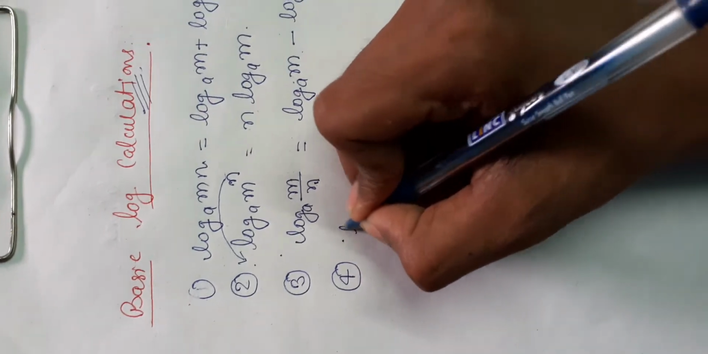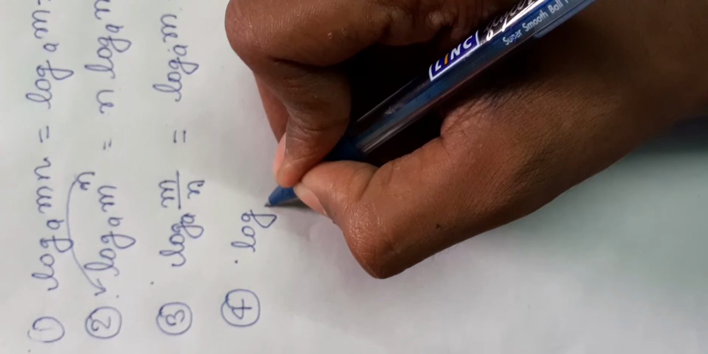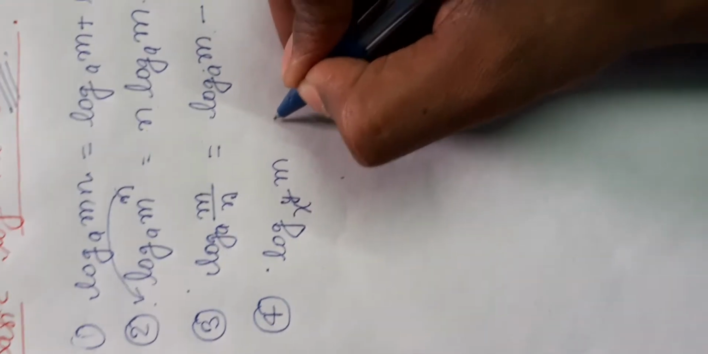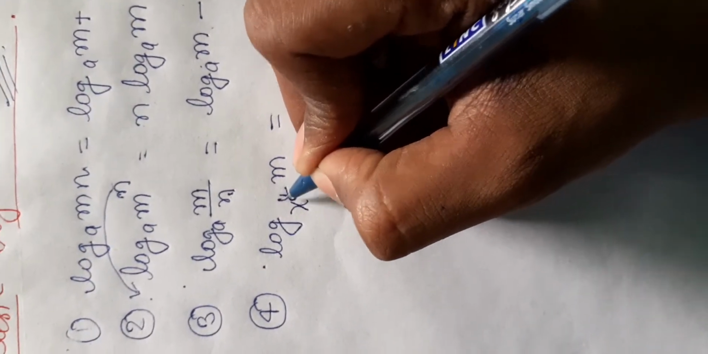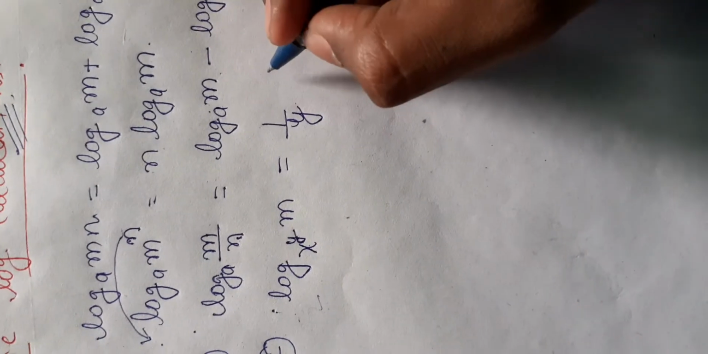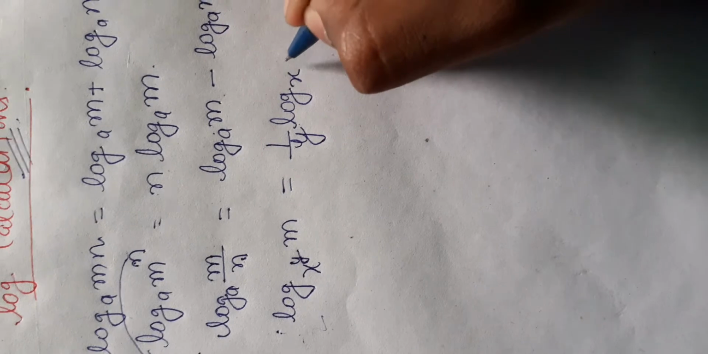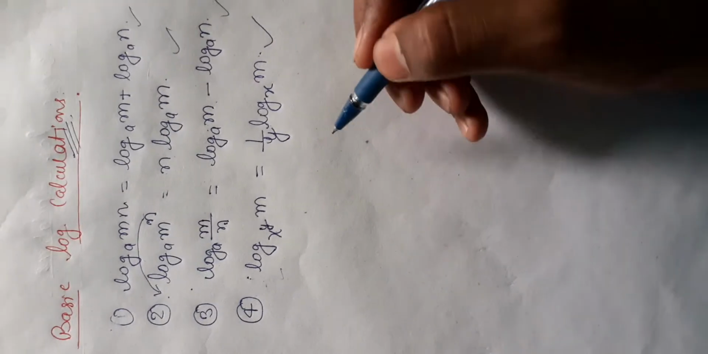Then we will have a fourth formula, let's see carefully, log of x raised to the power y, m. Okay, so x raised to the power y, so this y will come in the fractional part here, it will become 1 by y log x m. These are some basic formulas which we will use for the basic log calculations.